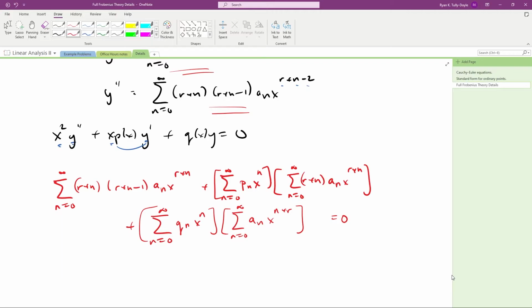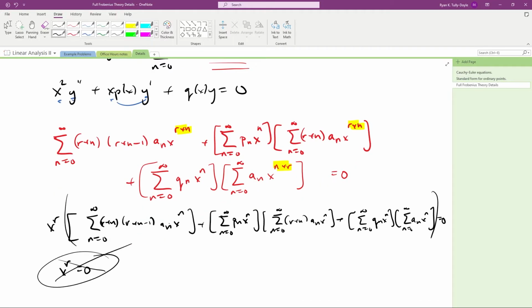The first thing to notice is that every one of these terms has an x to the r living inside of it. I put them in to calculate the derivatives, but after I put the x squared and the x back in, the powers of all these match. In particular, x to the n plus r is x to the n times x to the r. So you could take an x to the r out of each one and get x to the r times the sum from n equals 0 to infinity of all the rest of this stuff. So using the zero property, either x to the r is equal to 0 or this huge power series looking thing is equal to 0.